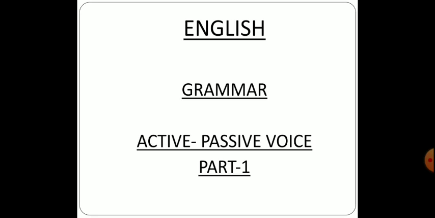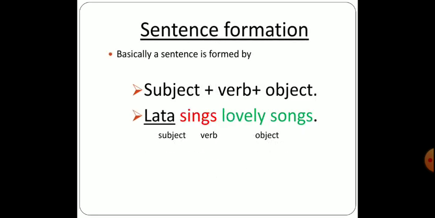So let us begin. Now basically, when we start active and passive voice, or any grammar, the first thing you are supposed to remember is how a sentence is usually formed. Yes, a sentence is formed by subject, verb and object. This is how the grammatical structure of a sentence can be derived. So over here you can see we have subject plus verb plus object. One example is given.